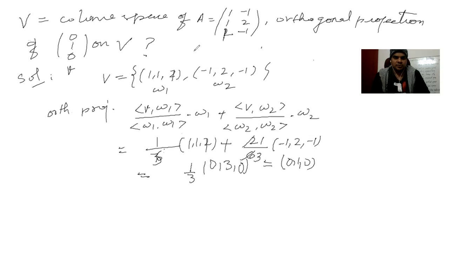Now the projection of this 0, 1, 0 on V is the same vector. In that case, we'll say that this vector is actually a part of this column space.